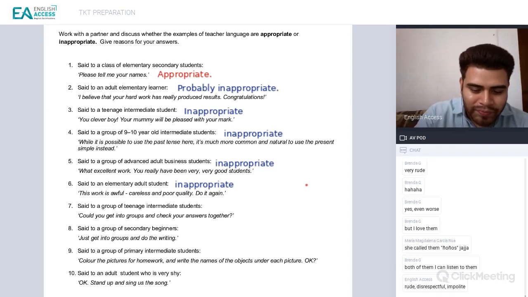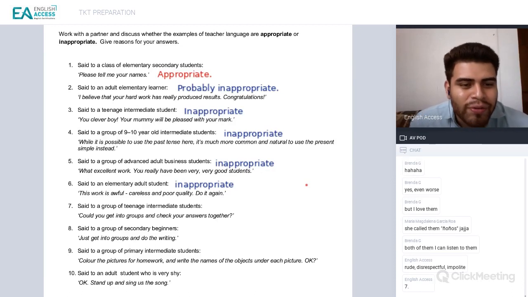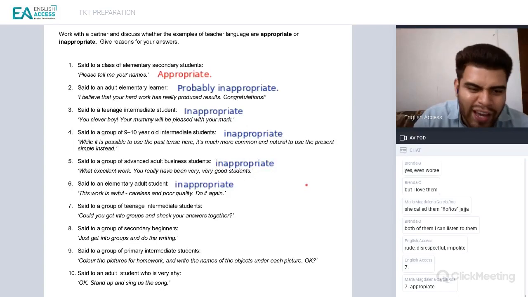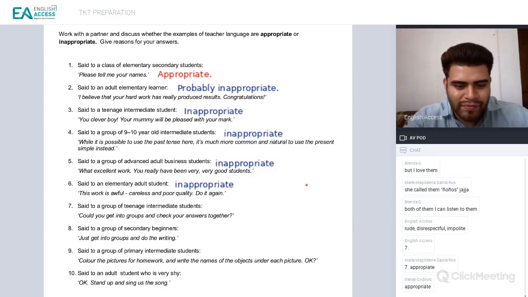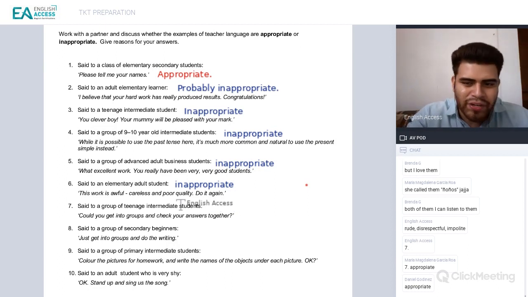Well, let's do number 7. Said to a group of teenage intermediate students, "Could you get into groups and check your answers together?" Do you think this is appropriate or inappropriate? Yeah, it's appropriate. That one doesn't need an explanation. It's pretty simple. They can understand instructions at that age.